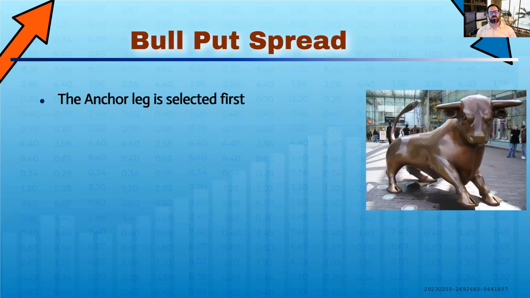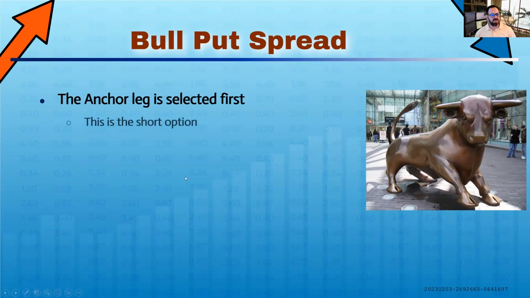Well, we're going to take a look at something called a bull put spread. Now we're going to start to look at a little bit of directional movements here. So if we're looking at a bull put spread, we have 2 legs or 2 different options that we're going to be putting together. The first one is called the anchor leg. Okay, and that's what kind of drives the profits and drives the strategy itself.